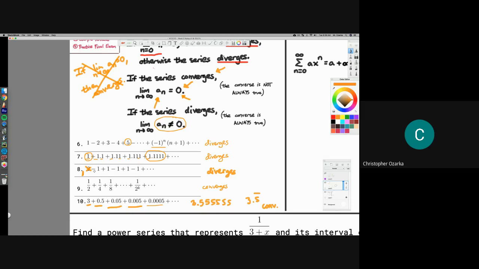Okay. But again, you're not going to see any problems like this. Just because, I don't know, you don't see any problems like this in a calc class. But you need to know what diverges and converges mean. So that's why this section exists.